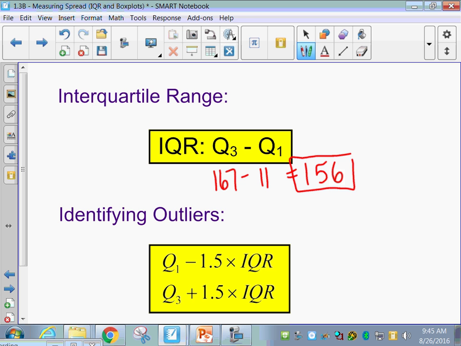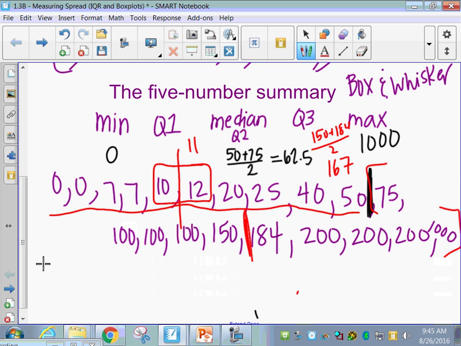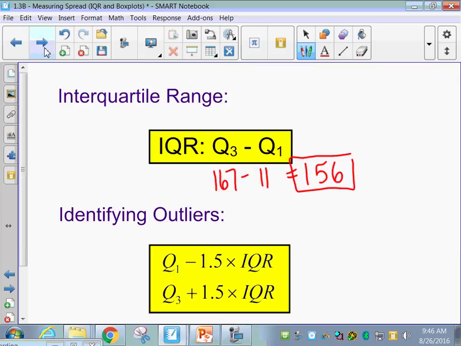Okay, IQR. It's important to note, quartile, what does that make you think of? Yeah, quarters. So 25% of the data falls between the min and Q1. Another 25% falls between Q1 and the median. Another 25% between the median and Q3, and another 25% between Q3 and the max. Sometimes there are multiple choice questions on percents of the data.